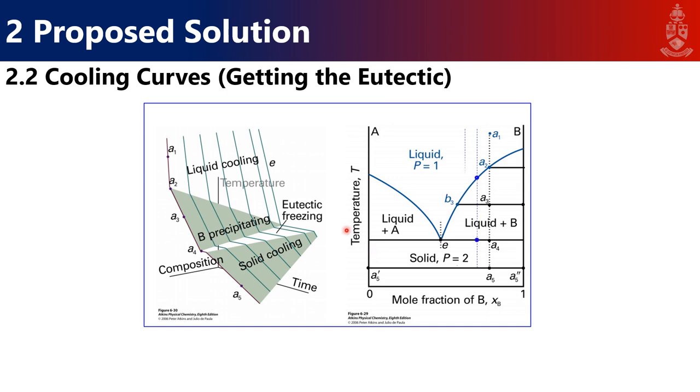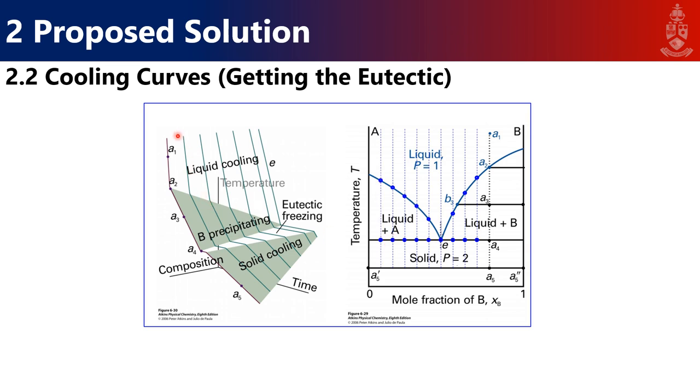So if you look at the graph, we will do something like this. We will make a bunch of mixtures, and we will then determine the temperature at which these mixtures freeze, and we will plot them there. We will also determine their eutectic temperature.